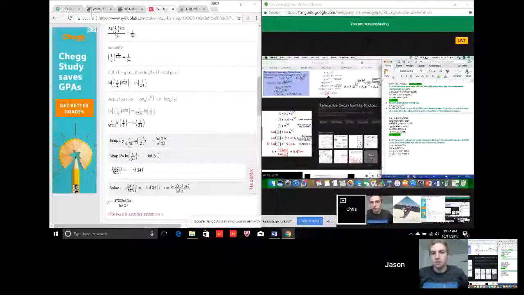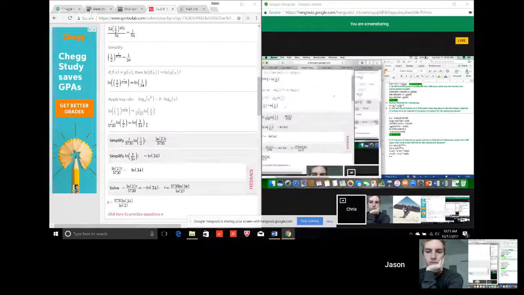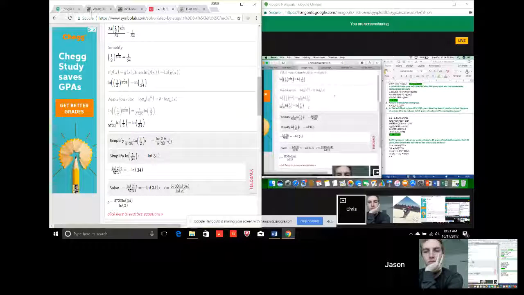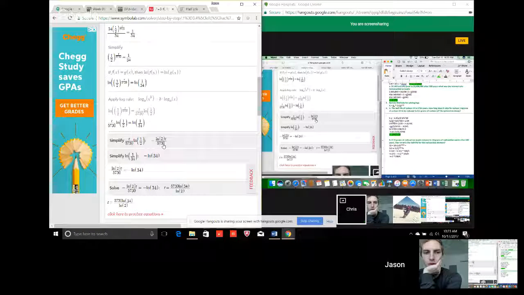So here's where we're at right now on our problem. If we do what they did, essentially, it came out with negative 2t over 5730. So ours would be negative natural log 2 times 100 over h. And then we just have to get rid of the h on the bottom, so you'd multiply both sides by h. Get rid of it on that side. Does that make sense?